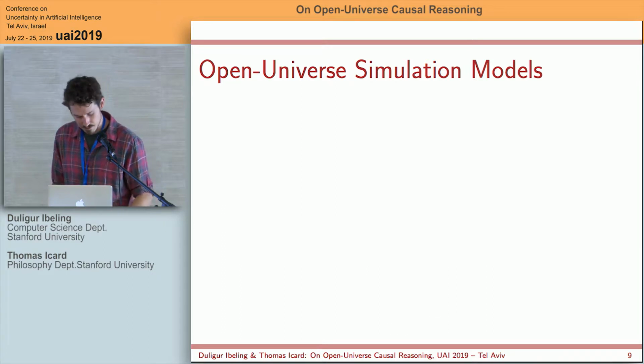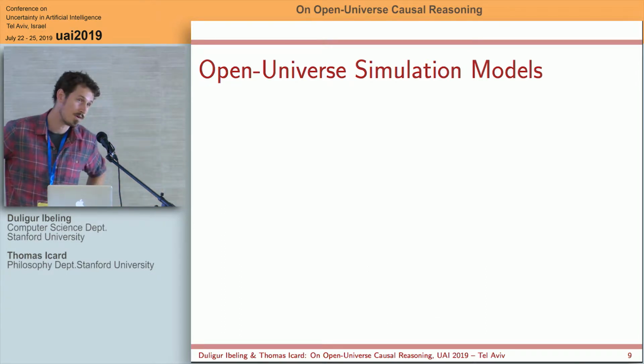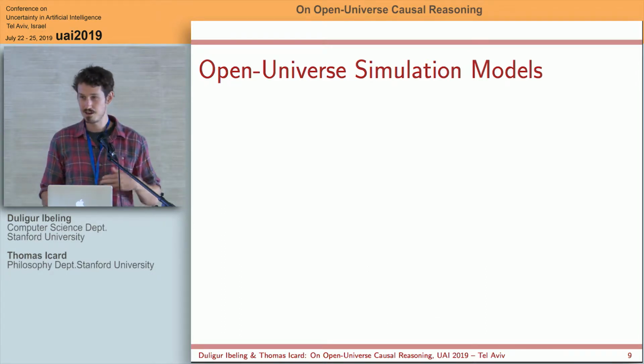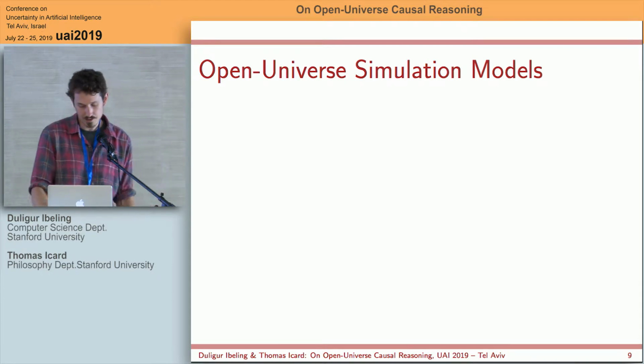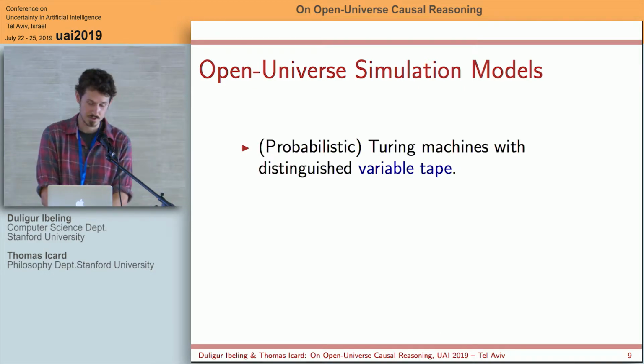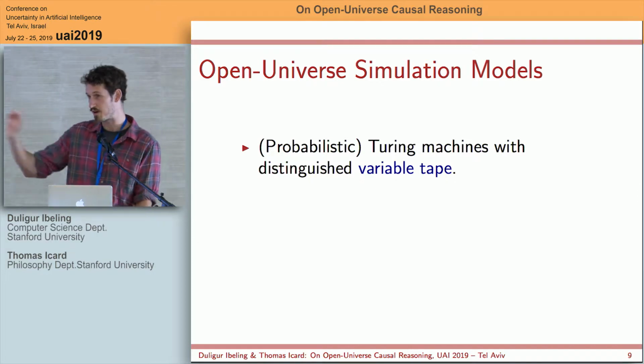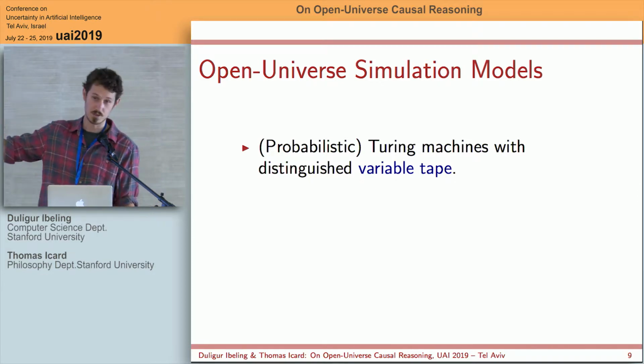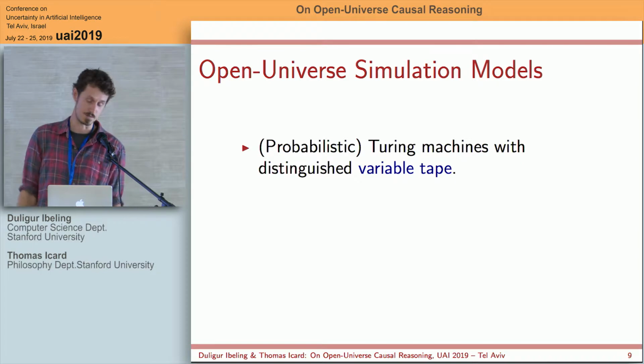So what's the alternative type of model that we want to consider now? Not structural equation models, but so-called simulation models, things like probabilistic programs. And we want to look at this at a sufficient level of generality. So we're going to take an abstract notion of computation, something like a Turing machine, and we're going to have a distinguished variable tape that's going to encode the values of all of our variables.